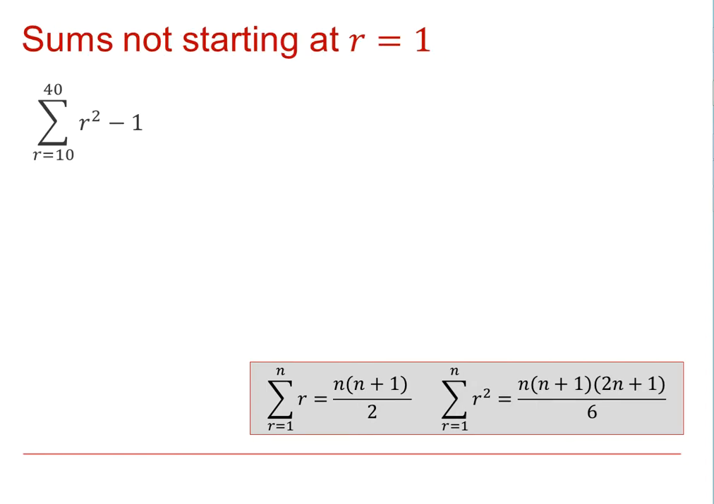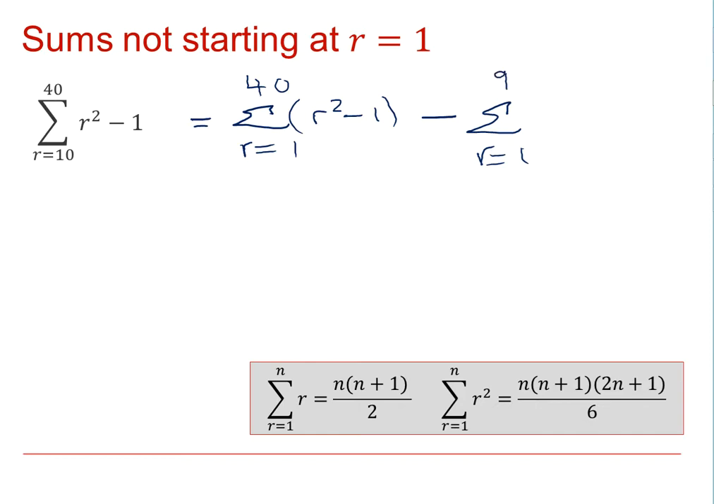Sometimes we notice that the sums don't start at r equals 1. So here we have it starting at r equals 10. I think the easiest way of going about that is to work out what it would be for r from 1 to 40 by splitting that up, and then, I'll put a bracket around that to make it easier, subtracting the bit we don't want. In other words, r from 1 to 9 of the same thing.